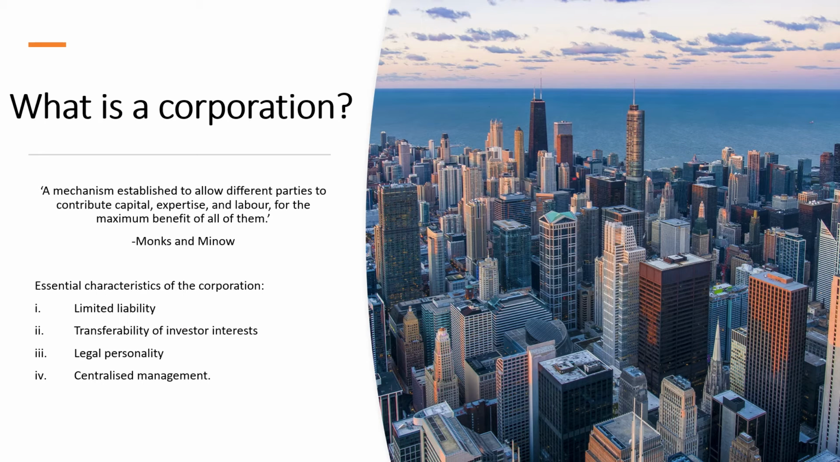What is a corporation? We've been speaking about ownership in the context of corporations, but I thought it was really important to actually define a corporation. Monks and Minnow, you've seen them before, you'll be seeing them throughout this lecture series, is a mechanism established to allow different parties to contribute capital, expertise, and labor for the maximum benefit of all of them. Essential characteristics of a corporation are limited liability, transferability of investor interests, and I think we've mentioned this before, a legal personality, and centralized management.